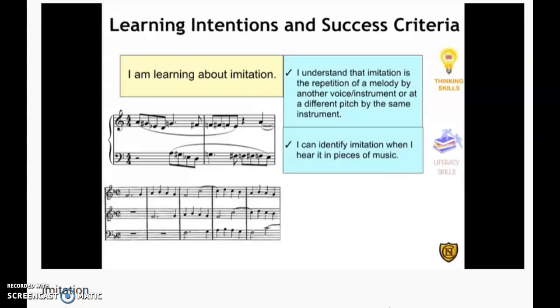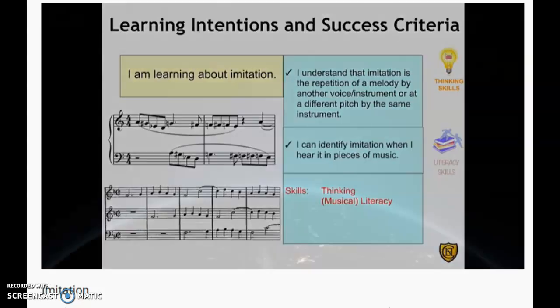We now know that imitation is the repetition of a melody by another voice or instrument, or by the same instrument at a different pitch. Now put your knowledge to the test by completing the questions below, using your thinking and musical literacy skills.